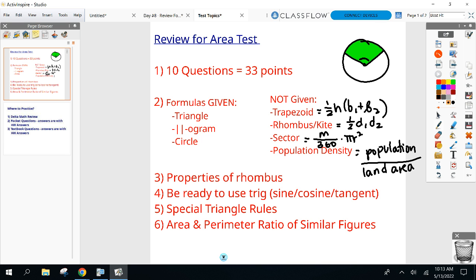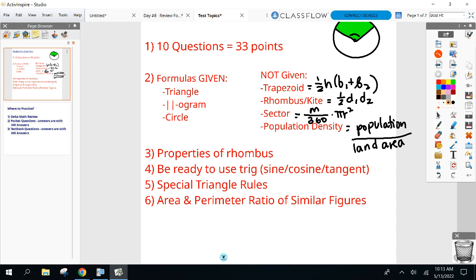I can't stress it enough. I'm not giving this to you. Those are not on the formula sheet. Those are your responsibility. All right, I will have a rhombus question for you on the test where you probably don't know one diagonal and you've got to use its properties to find the other one.